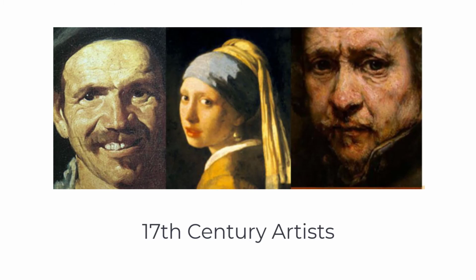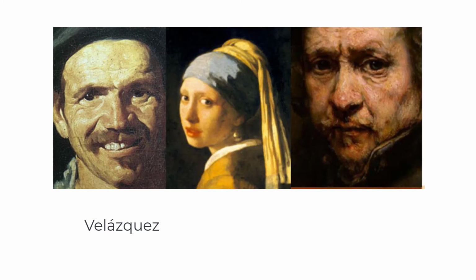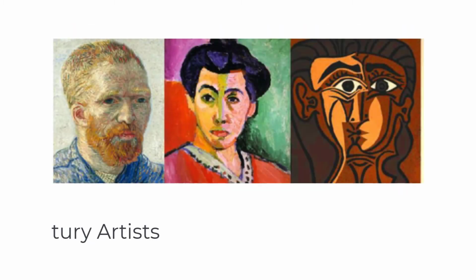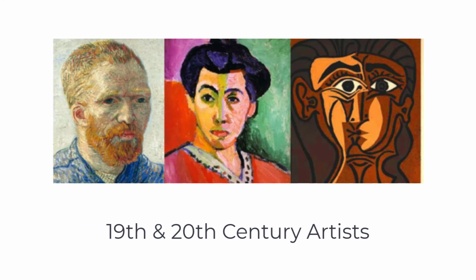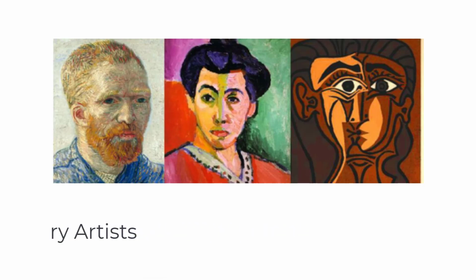Now, in case you're wondering about the art quiz, here are the names of the figurative or realistic painters from the 1600s. First, Diego Velázquez, followed by Johannes Vermeer, and finally the amazing Rembrandt van Rijn. And now the very famous Impressionist or abstract artists, starting with Vincent van Gogh, followed by Henri Matisse, and finally Pablo Picasso.